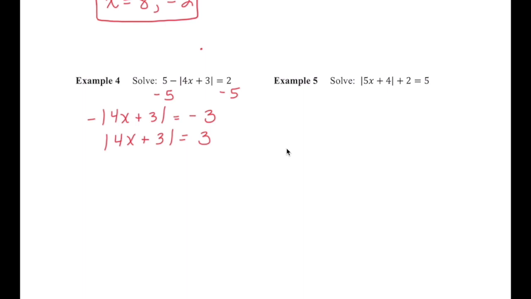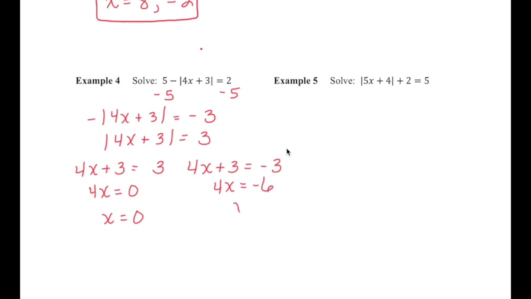I'm going to set this equal to a positive 3 and negative 3. 4x plus 3 equals positive 3, and 4x plus 3 equals negative 3. And we'll solve each one. Subtract 3, so 4x equals 0. Divide by 4, x is equal to 0. Subtract 3, I have 4x equals negative 6. And divide by 4, I have x is equal to negative 6 fourths, or negative 3 halves when we simplify.